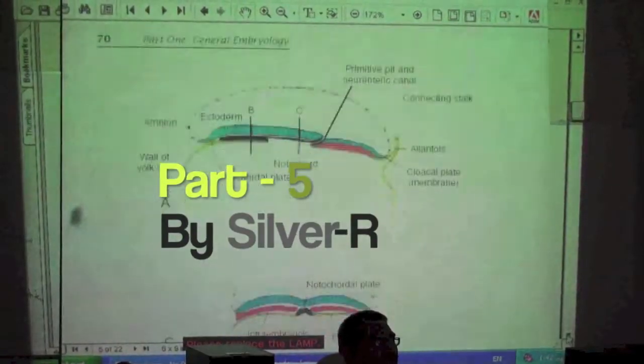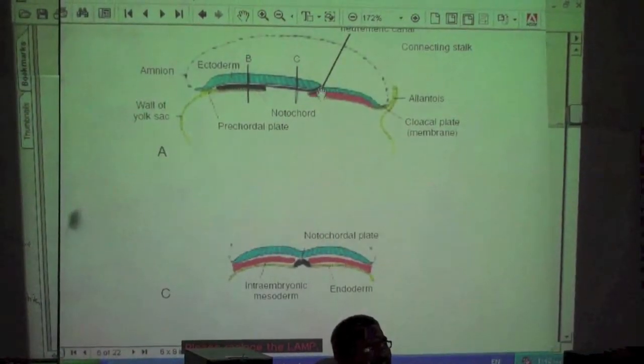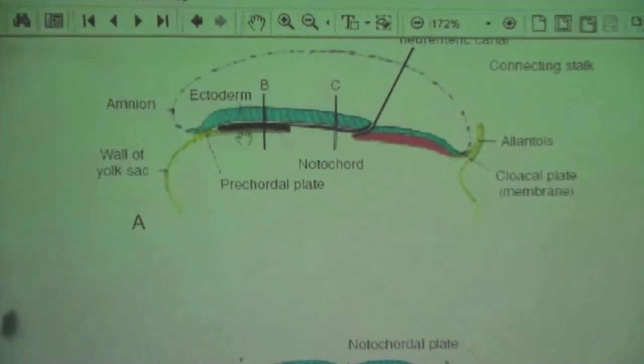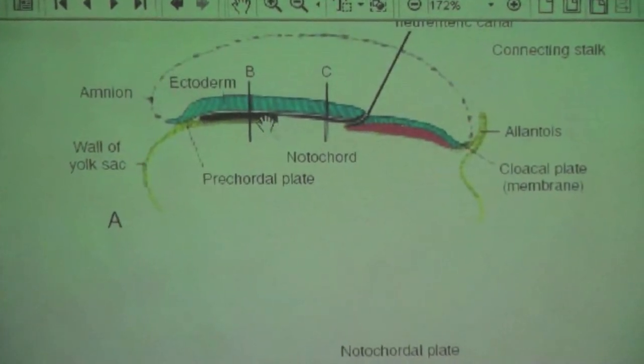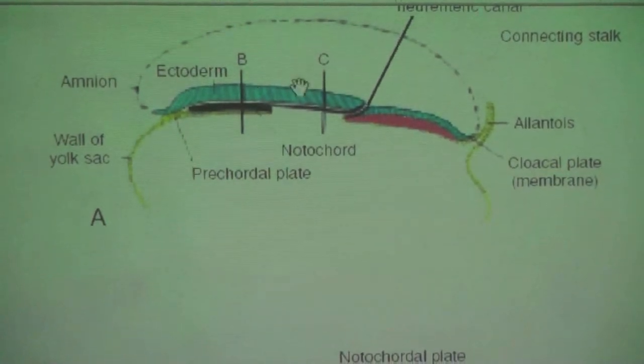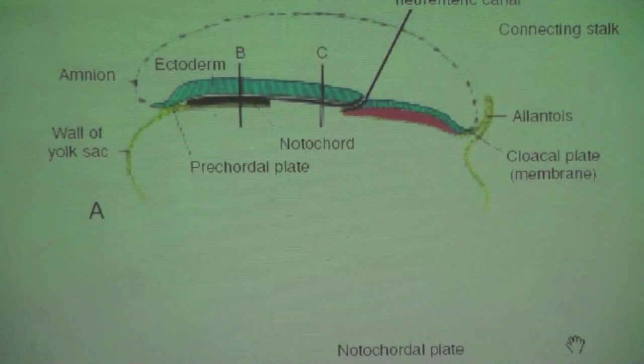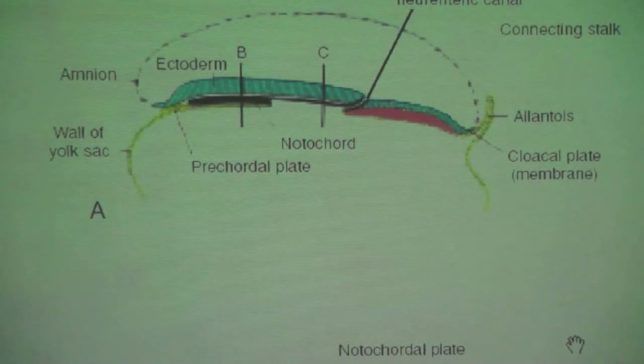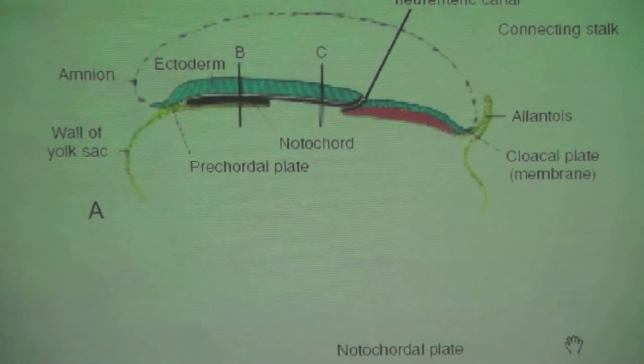So now you can see? The cells which are coming go straight and make notochord. And now we have a mesoderm, an ectoderm, and an endoderm. Now we have three layers. So this third week of development is called the week of gastrulation, or gastrulation means formation of three germinal layers.